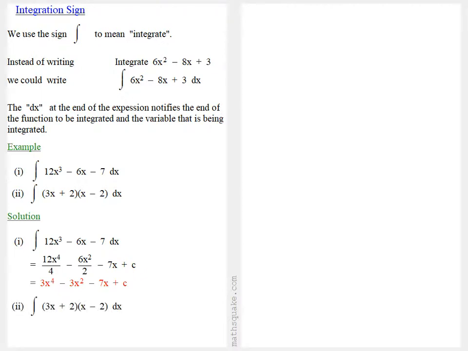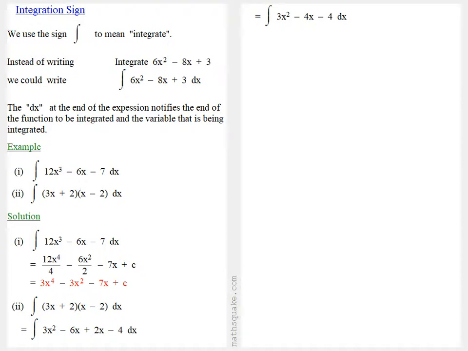In part 2, we're asked to integrate (3x + 2)(x - 2) dx. Well, before we can integrate, we need to get rid of all brackets. So this is the integral of 3x squared minus 6x plus 2x minus 4. Now this becomes the integral of 3x squared minus 4x minus 4.